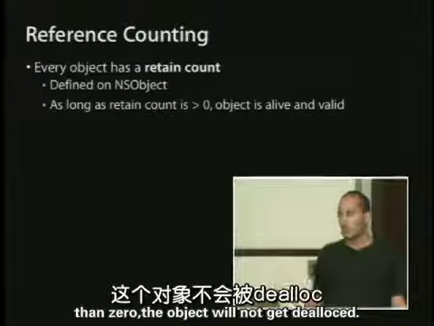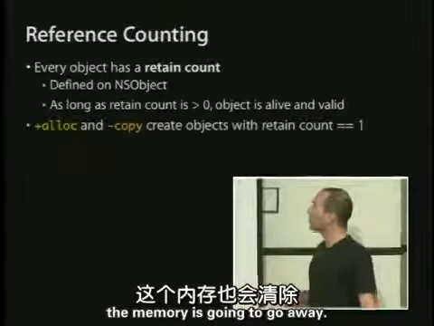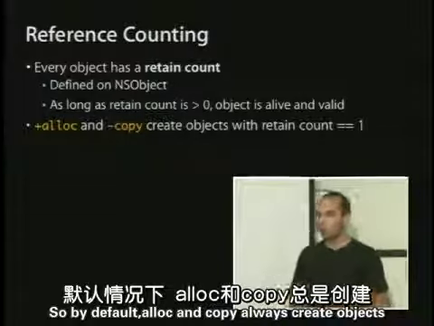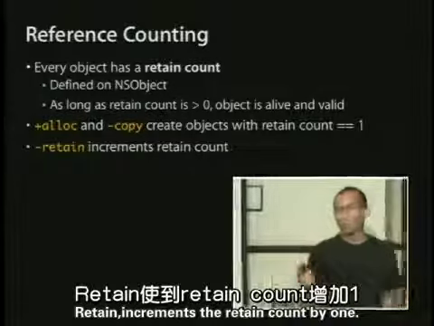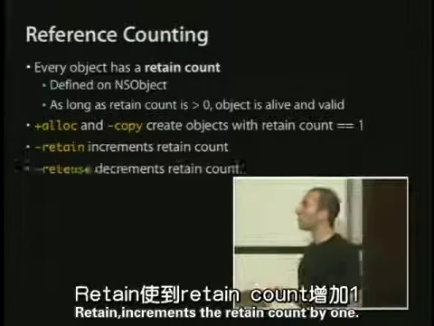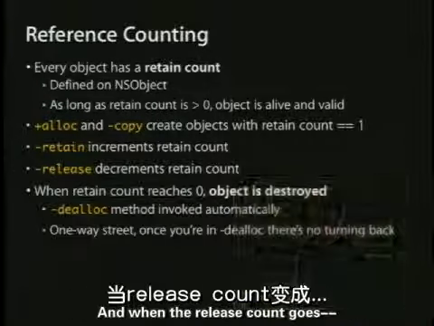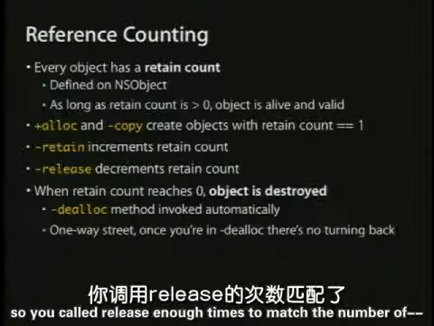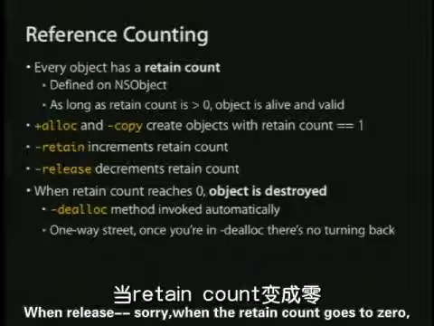Instead, what you have is something called reference counting. So NSObject takes care of counting the number of times that those objects are being used. And it does it with two methods, one called retain and one called release. So every object has a count, again defined by NSObject. And as long as that object's retain count is greater than 0, the object will not get dealloced. And as soon as the retain count goes to 0, the memory is going to go away. So by default, alloc and copy always create objects with a retain count of 1.